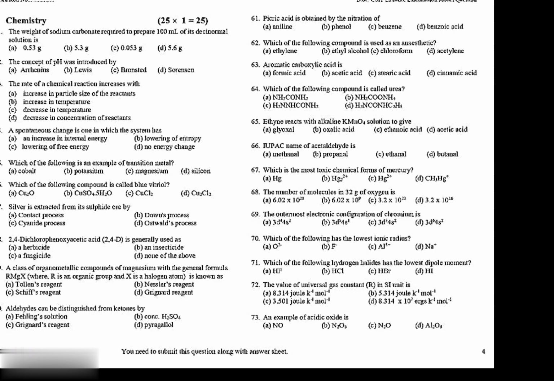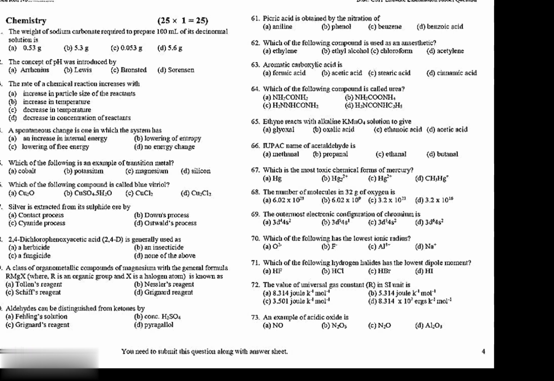60. Aldehydes can be distinguished from ketones by: A, Fehling solution; B, concentrated H2SO4; C, Grignard reagent; D, pyrogallol. 61. Picric acid is obtained by nitration of: aniline, phenol, benzene, benzoic acid. 62. Which of the following compounds is used as an anesthetic? A, ethylene; B, ethyl alcohol; C, chloroform; D, acetylene. 63. Aromatic carboxylic acid is: A, formic acid; B, acetic acid; C, stearic acid; D, cinnamic acid.